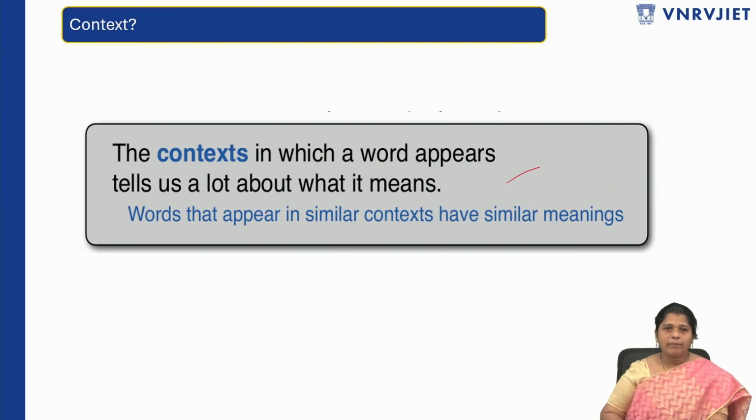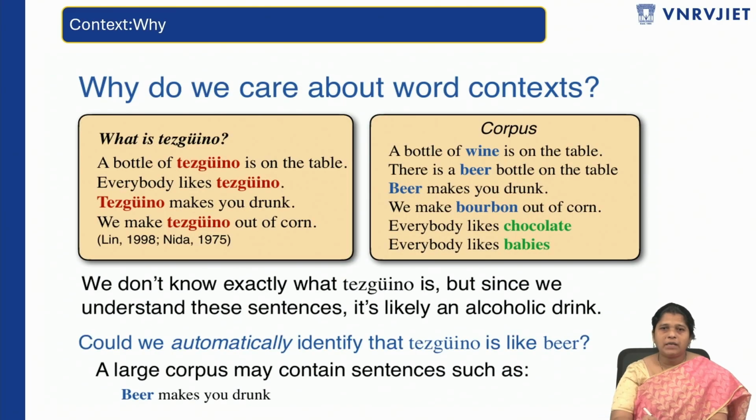I will just show you an example here. We have two samples, left and right, with a sample corpus. On the right side, we have English text discussing wine or beer. Similarly, on the left we have text written in non-understandable English, where we don't know the actual meaning of tesuino, which is placed on the table. Everybody likes tesuino, and tesuino makes you drunk. We make tesuino out of corn.